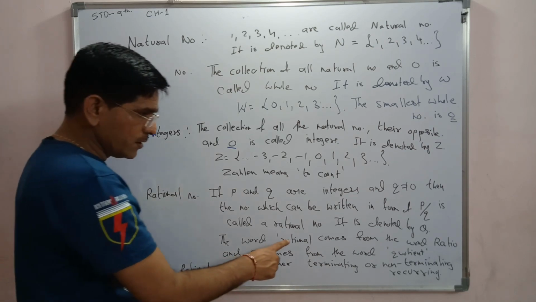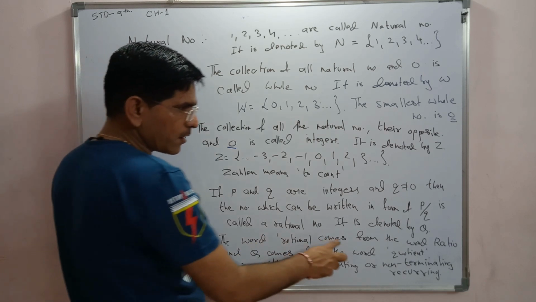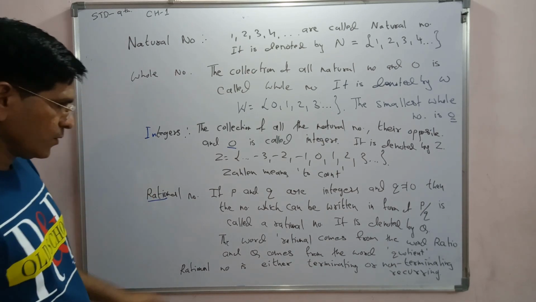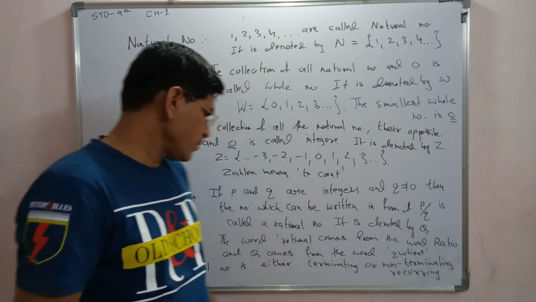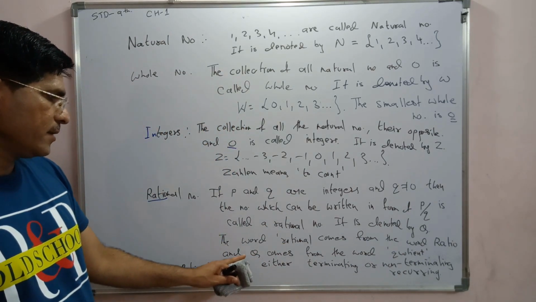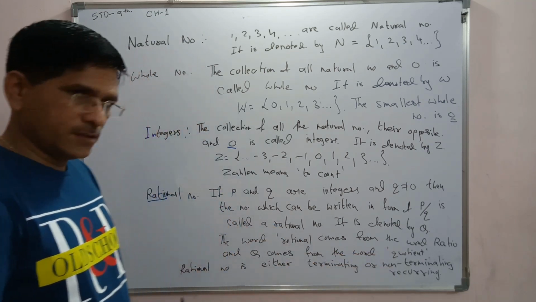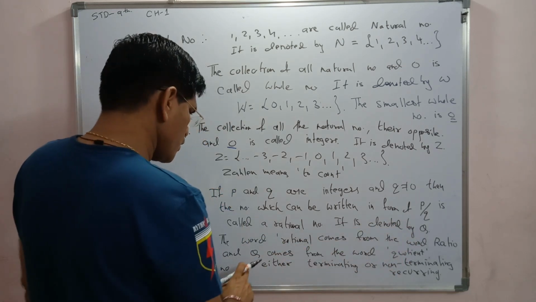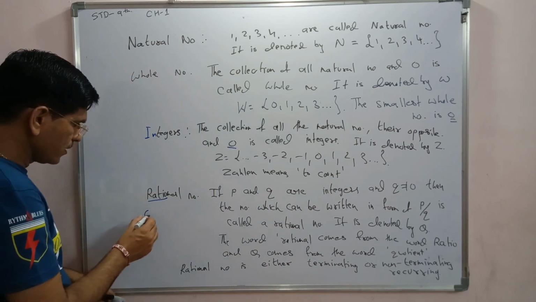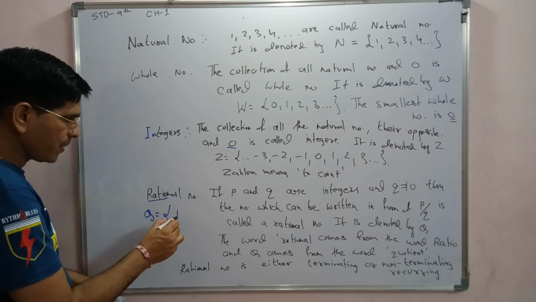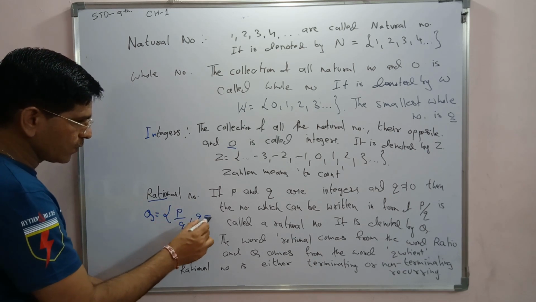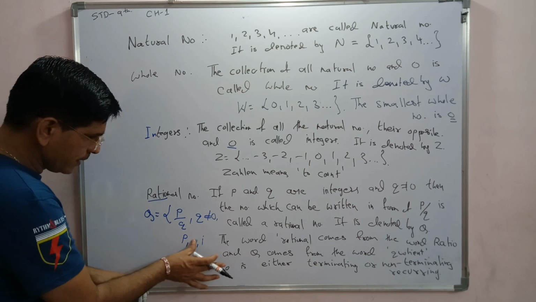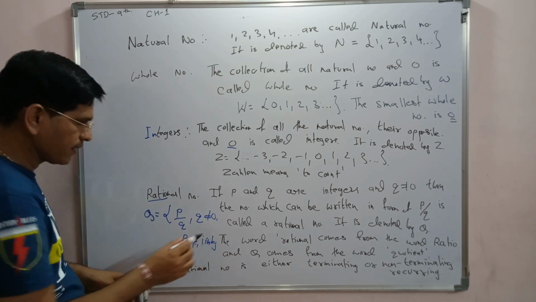The word rational, where is it from? The word rational comes from the word ratio. In rational, there is a term, ratio. So the word rational comes from the word ratio, and the Q comes from the word quotient. Therefore, we are using Q as the symbol. So in curly brackets we can write p upon q, where q is not equal to 0, and p and q are integers. That we can write in curly brackets.